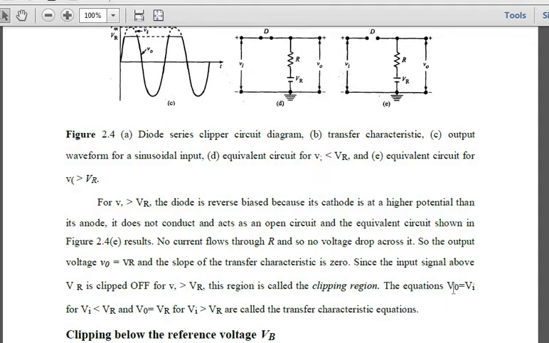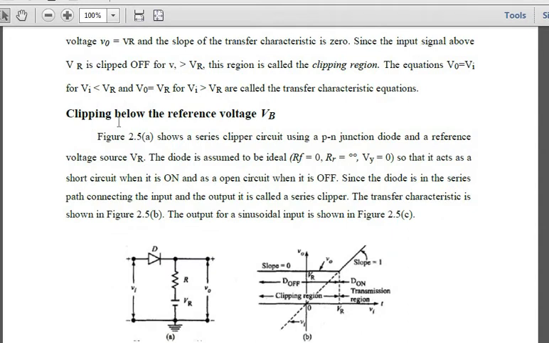So the equation will be V0 equals Vi for Vi less than Vr, and V0 equals Vr when your input voltage is greater than your reference voltage. This particular equation is called your transfer characteristic equation. See the condition, you have to make a note: output voltage equals input voltage when your input voltage is less than your reference voltage. Your output voltage equals the reference voltage when your input voltage is greater than your reference voltage. So this particular part will be clipped off over here.